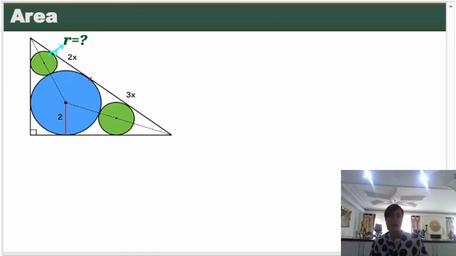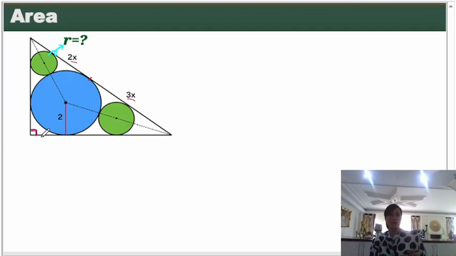So let's get started. Here it says we have to find the area of this circle. The only information that I have is this segment, which is 3x, this segment is 2x, and the radius of this blue circle is 2 units. Anyway, this triangle is a right triangle, because here is the right angle.